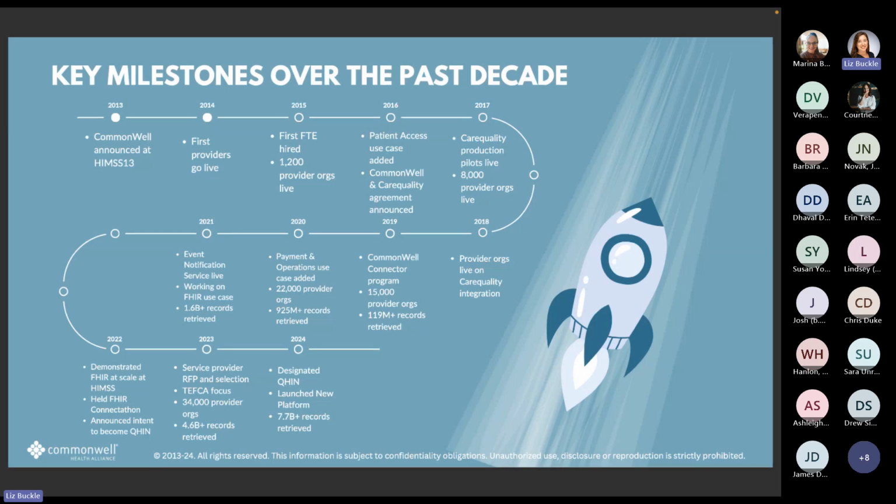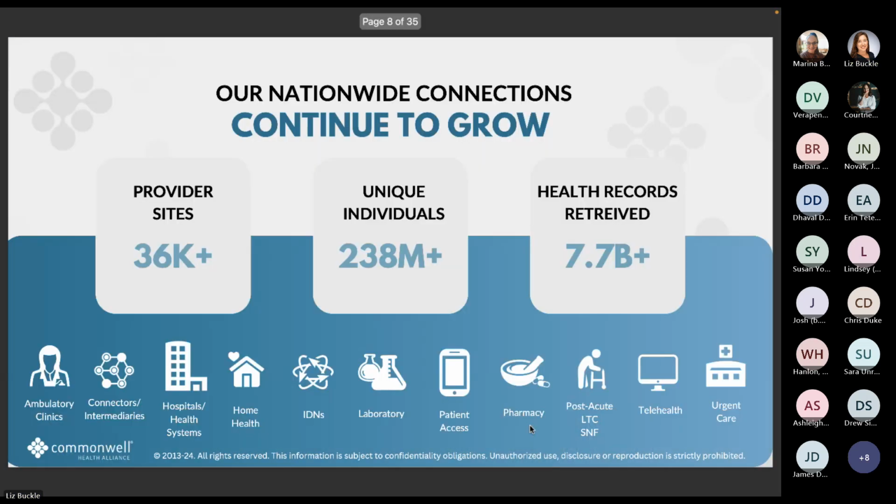And then this year, we were designated as a QHIN, and we also launched a brand new platform that our legacy members are moving to and our new members are already going live on. And then just last month, we crossed the threshold into 7.7 billion plus records retrieved via the network. So really significant growth and expansion over the past decade plus. And we continue to grow.